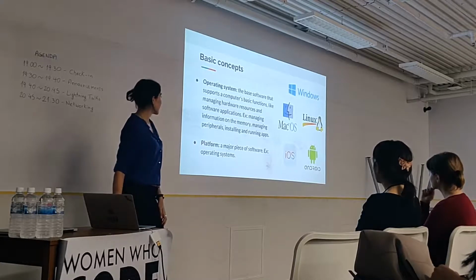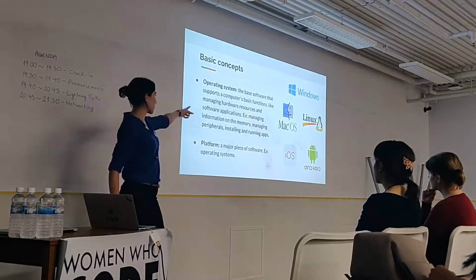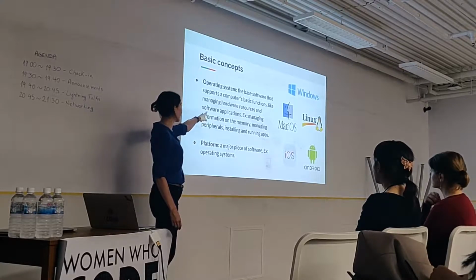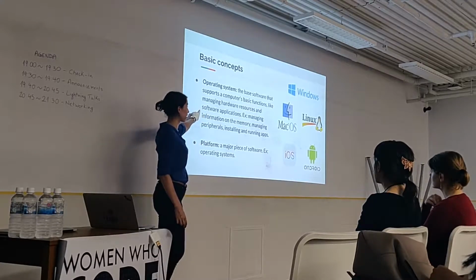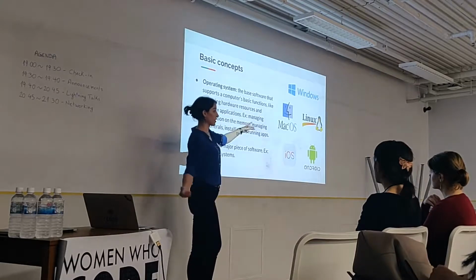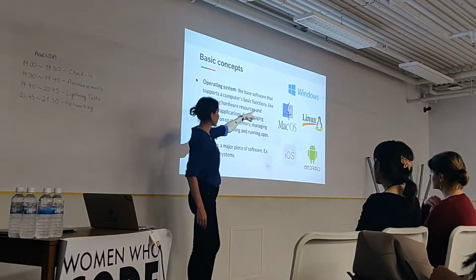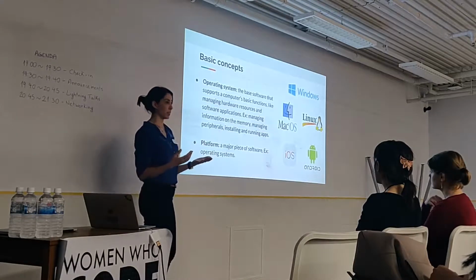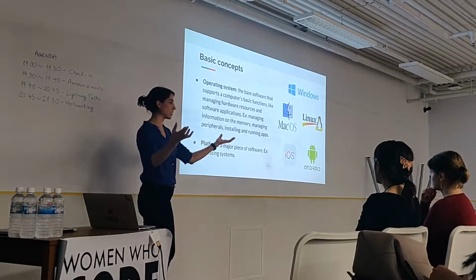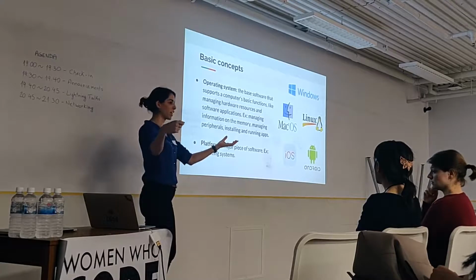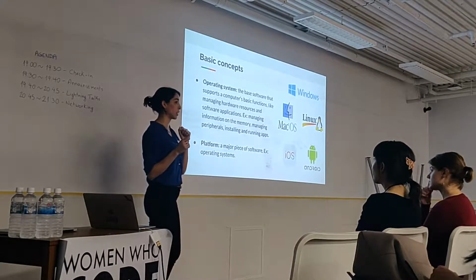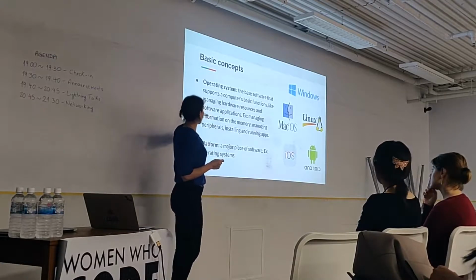An operating system is the base software that supports a computer's basic functions, like managing hardware or even managing the other software applications. So for example, on our laptops, we have macOS, Windows, Linux. Those manage all the other apps that you're running on your computer. So it's the base software. And it also manages all the hardware. If you plug in a USB drive, it's the operating system that is going to say, hey, there's a new device plugged in.